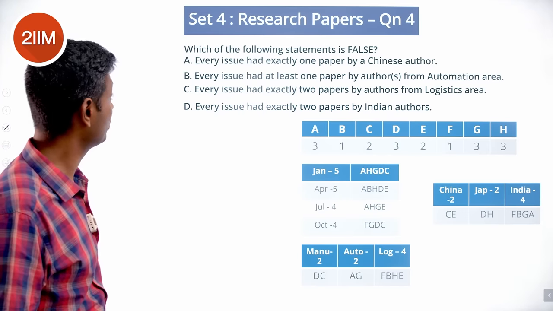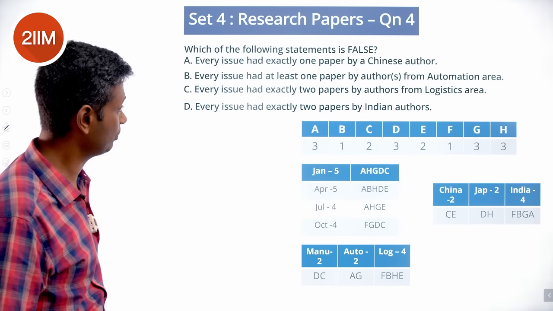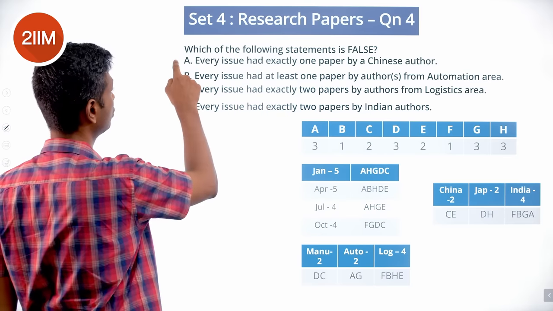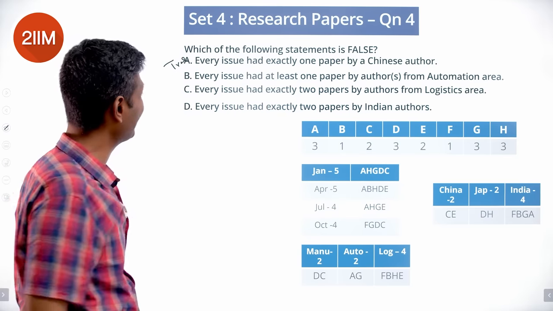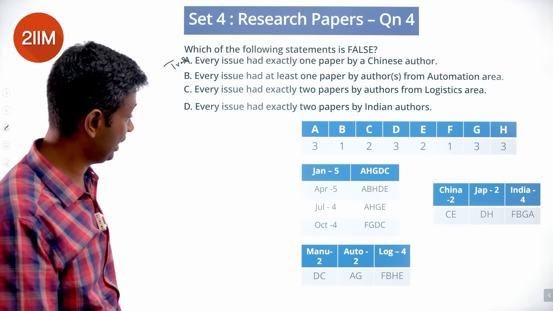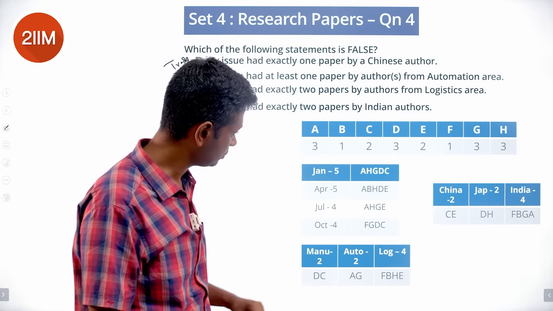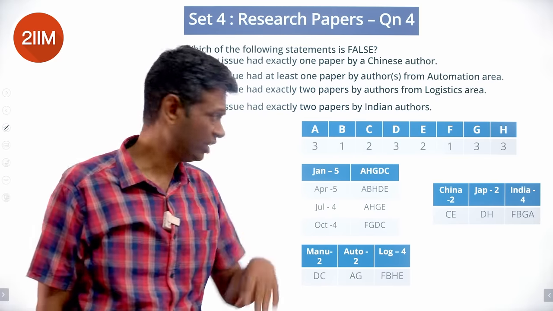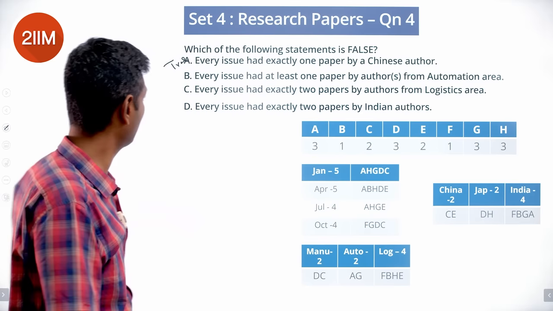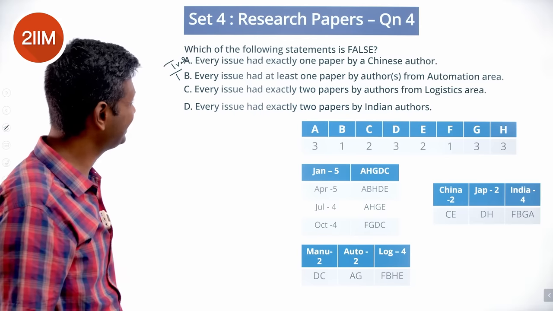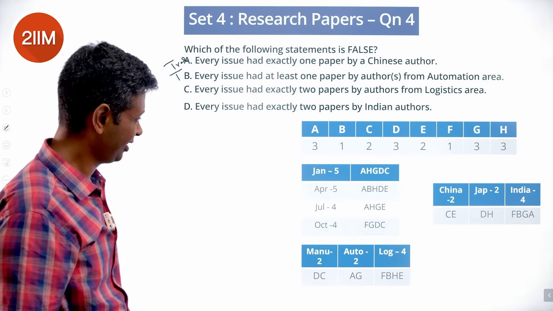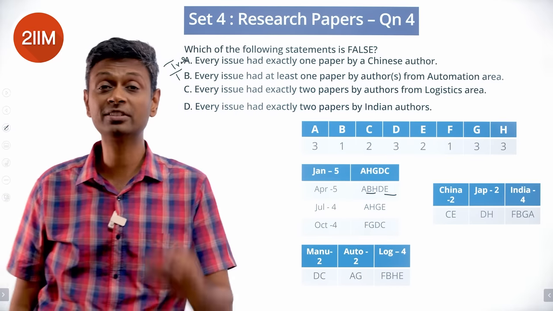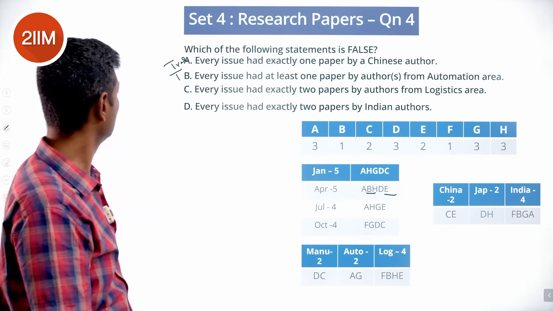Which of the following statements is false? Every issue had exactly one paper by a Chinese author. Chinese authors are C and E, exactly one. We did a full round of this, so this is true. Every issue had at least one paper by authors from automation area. Automation is A and G. The first three have A, the fourth one has G, and the last also has G, so it's also true. Every issue had exactly two papers by authors from logistics. Logistics is F, B, H, E. The April issue has three papers from logistics, B, H and E. So this is not true.